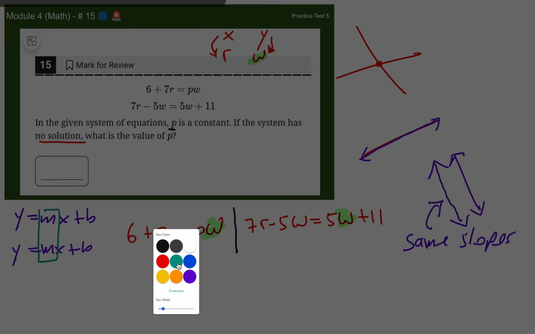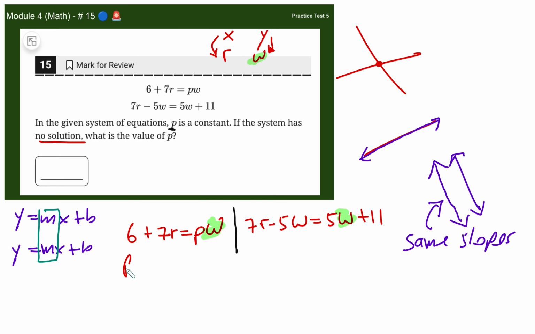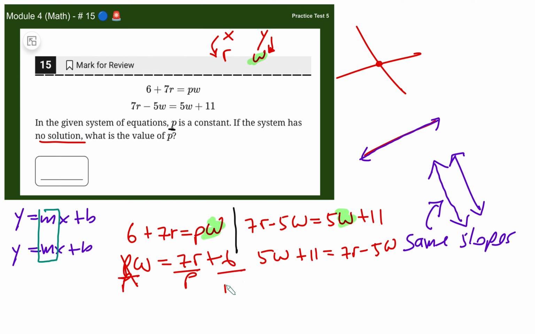So I'm just going to flip this around, make it a little more user friendly. I'll put pw equals 7r plus 6. Then over here, I'm going to flip this because I don't want a negative value there. So 5w plus 11 equals 7r minus 5w. Over here, I'm going to divide by p. So my first equation is w equals 7 over p r plus 6 over p.